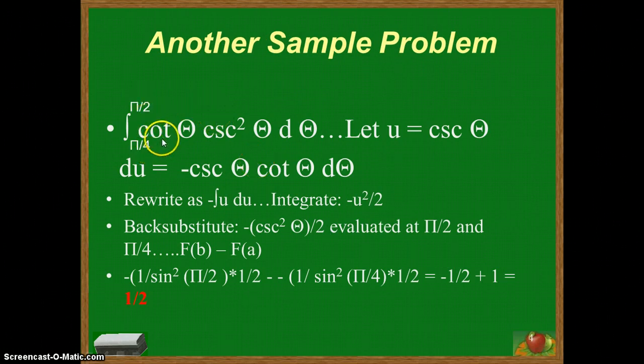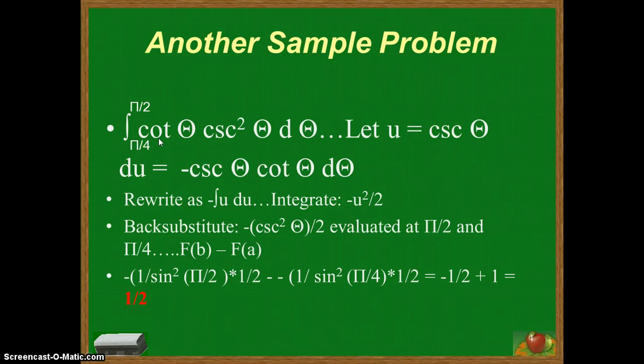Let's find the integral of the cotangent of theta times the cosecant squared of theta from pi over 2 to pi over 4. Okay, so you have to ask yourself, what should I let u be? And what I do is I say, okay, if I have u, I know I'm going to have du, and I want to look to see if du is present in the integrand. So there's a couple choices.